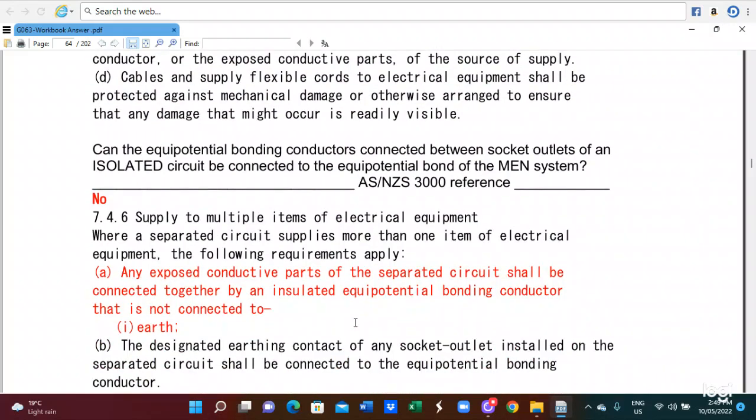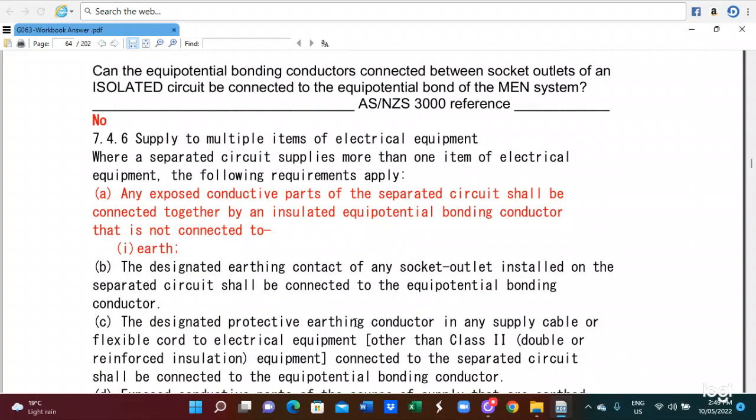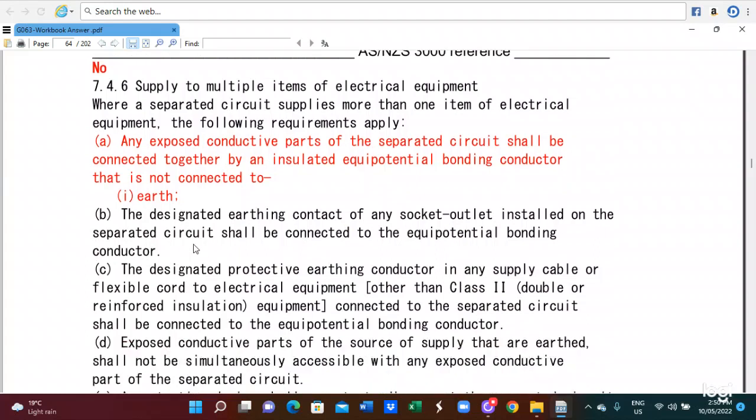Can the equipotential bonding conductor be connected between a socket outlet or isolated circuit and the equipotential bonding system? The answer is no, because clause 7.4.6 requires the supply to the multiple items of the electrical installation. Any exposed conductive parts of the separated circuit shall be connected together by an insulated equipotential bonding conductor that is not connected to earth.